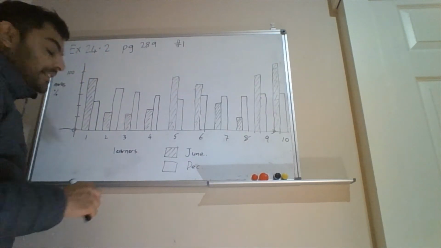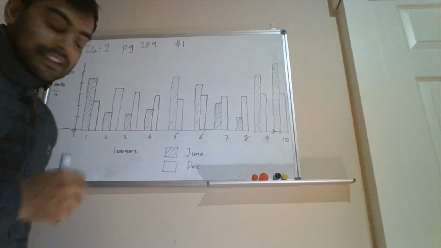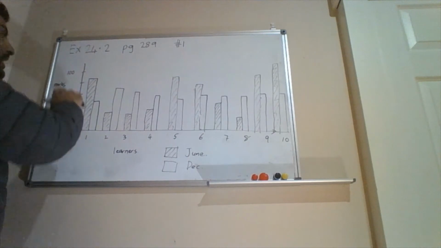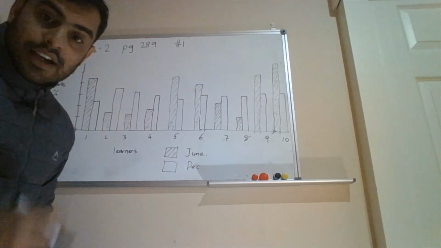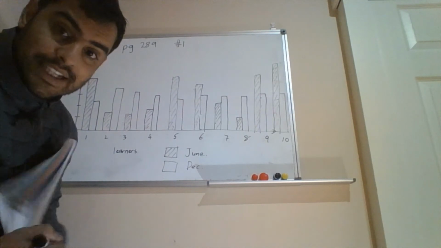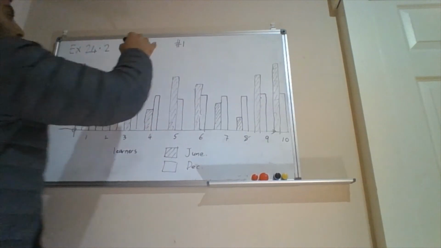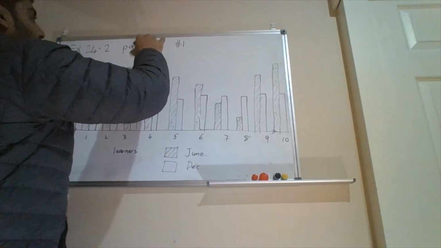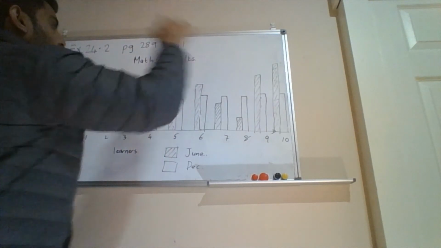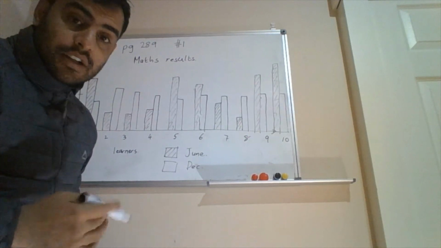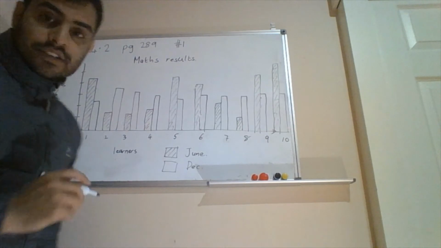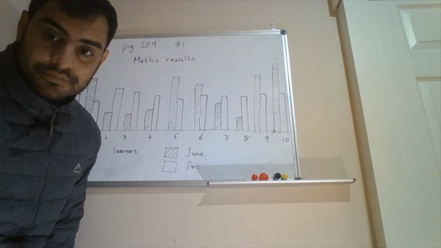And lastly, please don't forget the axis labels. So the horizontal was learners and the vertical was marks. And lastly, these types of representations always need a heading. So we would say this would be maths results, for example. And these are easy marks. Each of these labels and headings counts for a mark.